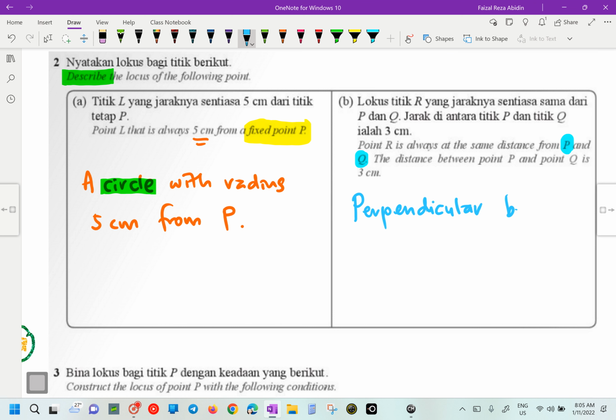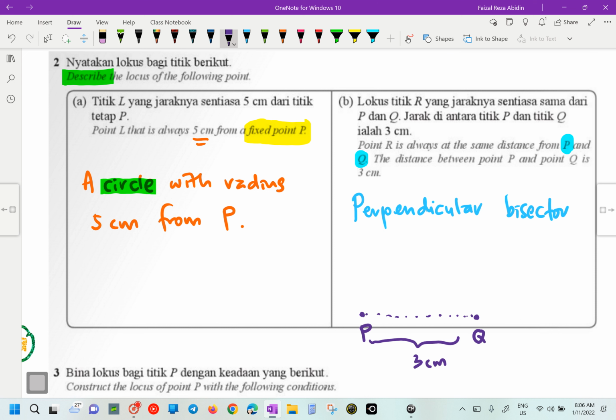Perpendicular bisector. Okay. So perpendicular bisector, we are going to have the distance is going to be what? 3 is going to be, if I construct over here, this is going to be our P, this is going to be our Q. The length between our P and Q here, this is not a locus. The length here is going to be 3 centimeter. The length between P and Q is 3 centimeter.